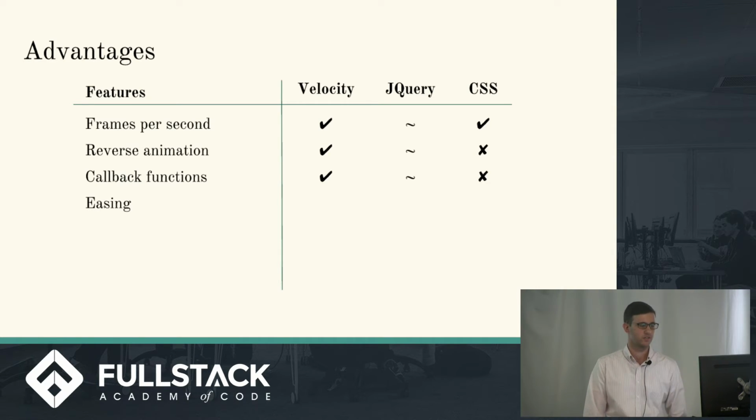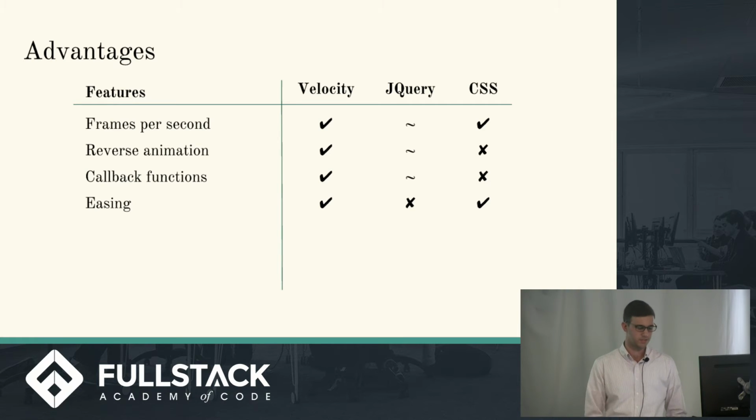Easing is very interesting. Velocity.js has a lot of easing functions built in already, whereas jQuery, I marked it as an X here, doesn't support it, but really there's another package you could download, a plugin of sorts that brings in more easing functions, but jQuery by itself doesn't really give easing at all.